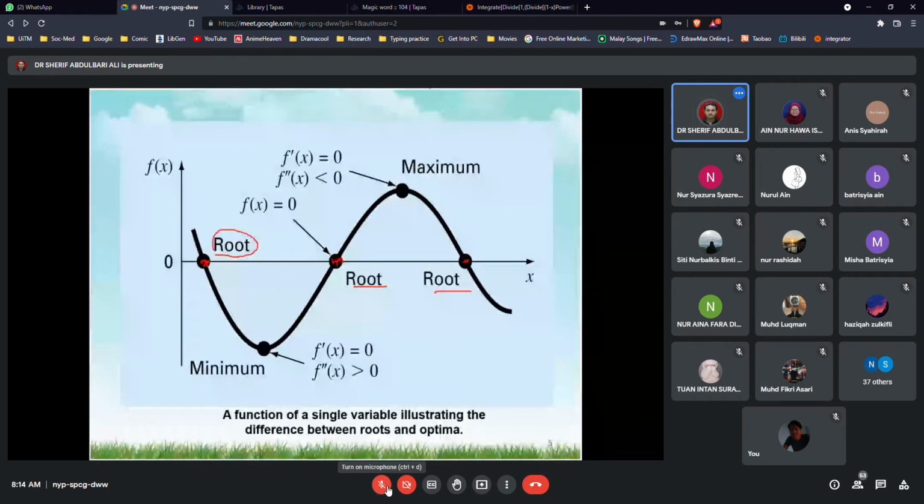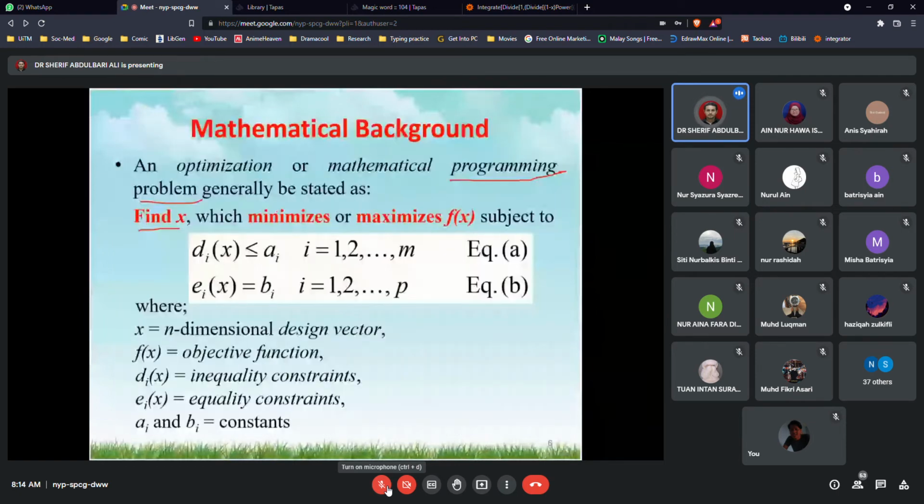So this mathematical background is the programming problems. I'm not going to explain it today. Just generally, we are trying here to find the value x that minimizes or maximizes the function subject to some constraints.